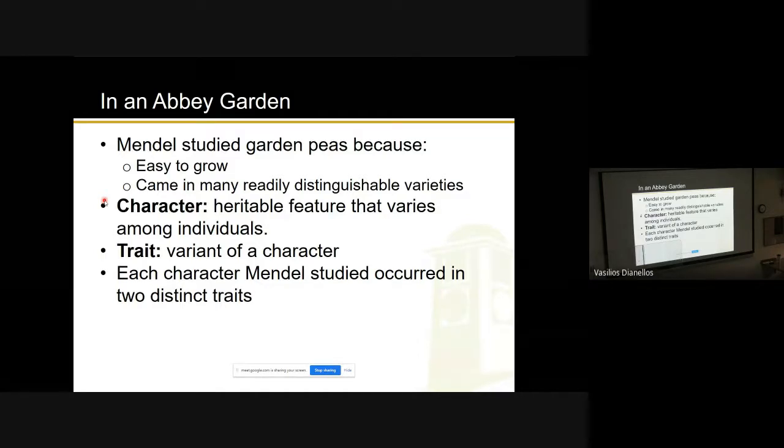And again, if this thing was working, I would put an X through that to show you that you don't need to know that for the exam. I'm still just introducing you to what you're about to learn. Here's what you do need to know, not just for the exam, but to understand what I'm saying in the upcoming chapter. You need to know the difference between a character and a trait. And I should have discussed this more in the lab now that I think about it. But a character is a heritable feature that varies among individuals.